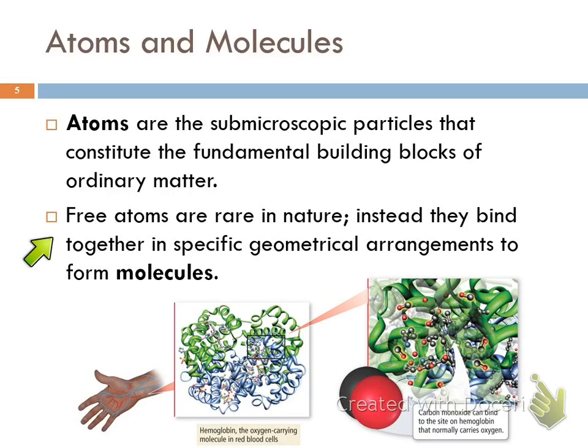Free atoms are very rare in nature. There are some, like helium and neon, the noble gases, that do occur as free individual atoms. But most atoms occur as part of molecules. They get together in specific arrangements to make molecules. Here is an illustration of hemoglobin. This is in your blood, and this is the substance that carries oxygen.